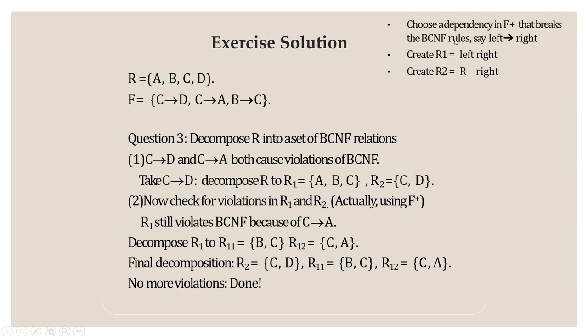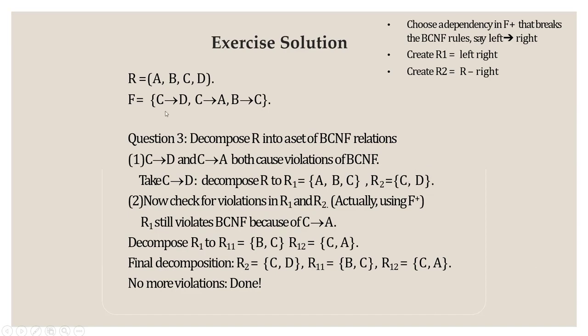R2 is going to be relation R, which is A, B, C, D, and then subtract whatever is on the right hand side. Since we have C and D, R2 is going to contain C and D, and then R1 is going to contain our original R, and then we're going to subtract the right hand side, which we have D. So after this is gone, we are left with A, B, C.